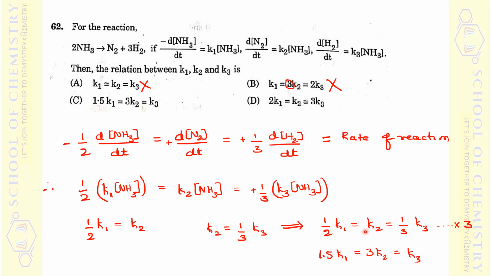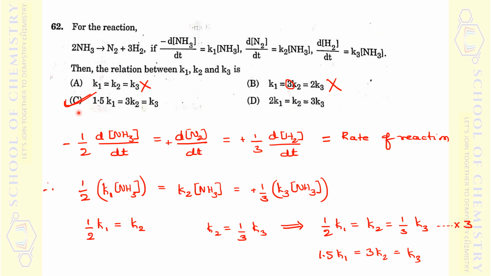Similarly, K2 multiplied by 3 will be 3 times K2, and 1 by 3 K3 when multiplied by 3 will simply be K3, with the 3 and 3 cancelling. So if you look at this option, 1.5 K1, 3 K2 and K3, exactly you can just convert this particular form into option C. So that's how option C is the correct answer. Further, you can make sure that even option D is not the correct answer. By multiplying or simple mathematical manipulation of this equation, you cannot convert it to D form. So option C itself is the answer.